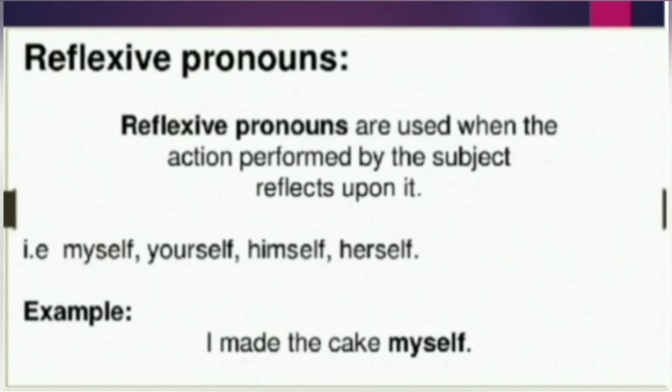How did you know that I is myself? Because myself reflects the action of the subject I. I and myself are the same person. Myself reflects the subject I. That's how a reflexive pronoun works in the sentence.